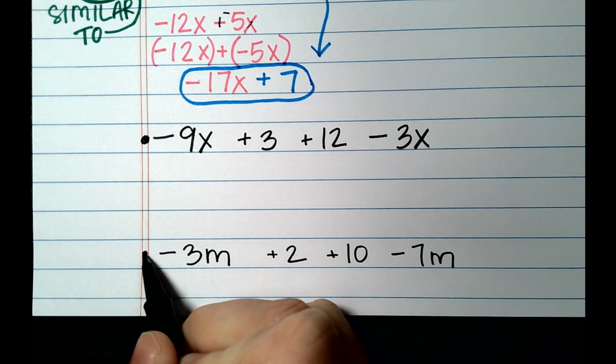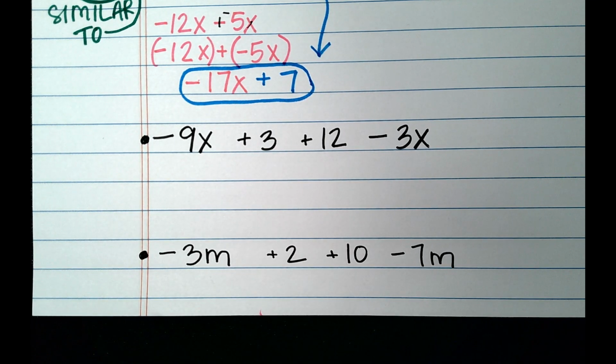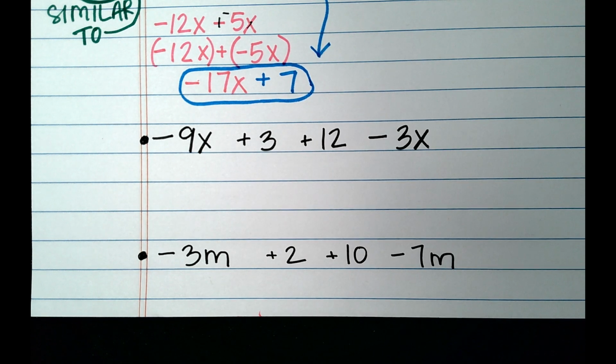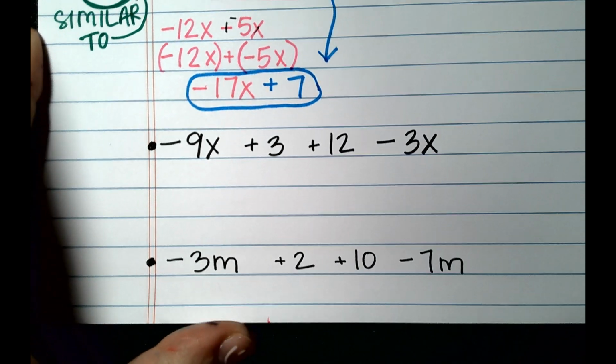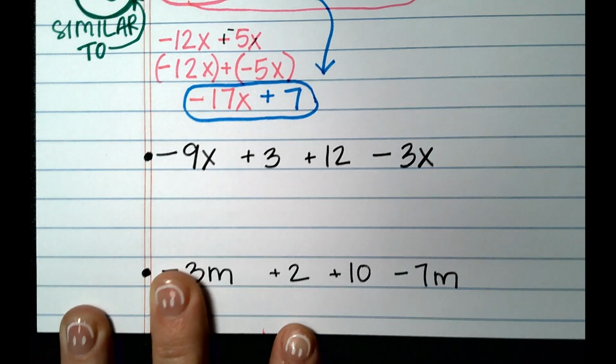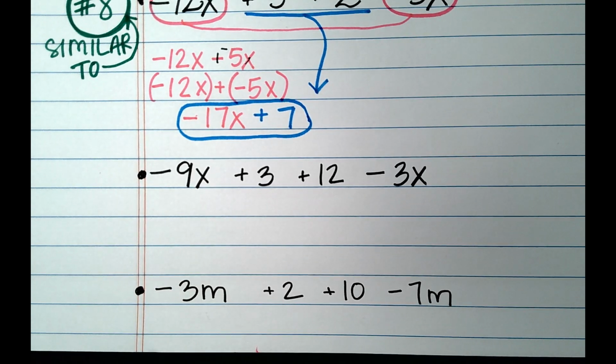Another one just in case you finish the one above. Let's look at that first one. Negative 9x plus 3 plus 12 minus 3x. What comes first here? What are we doing?